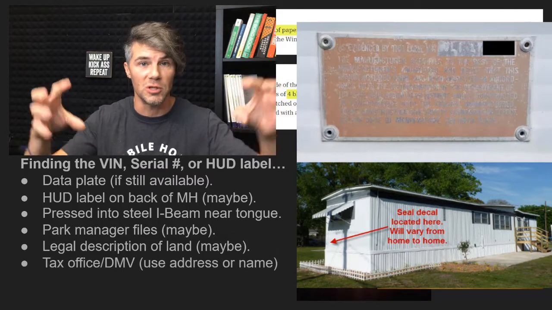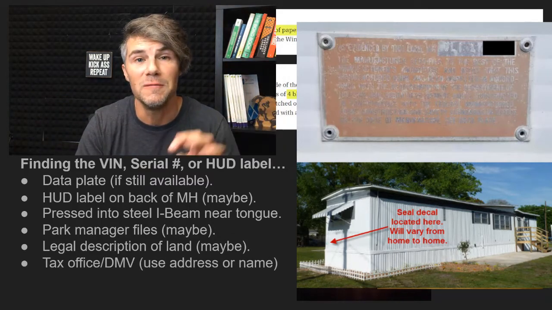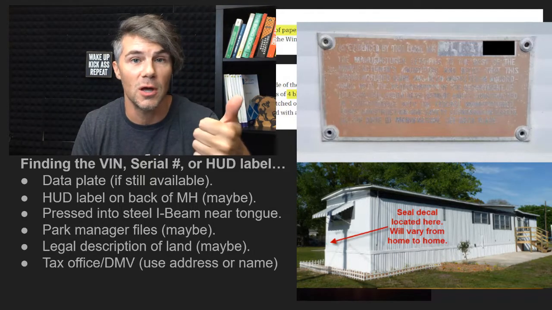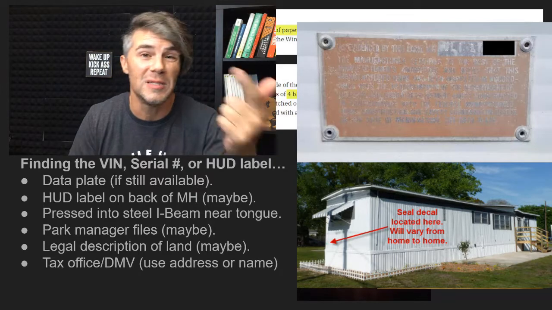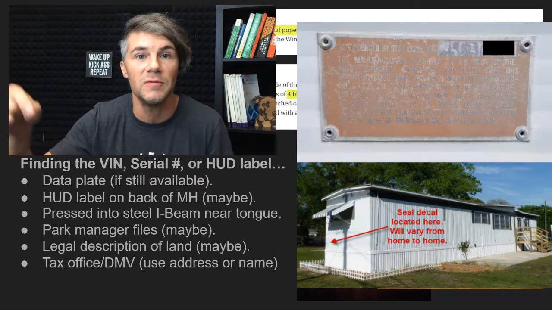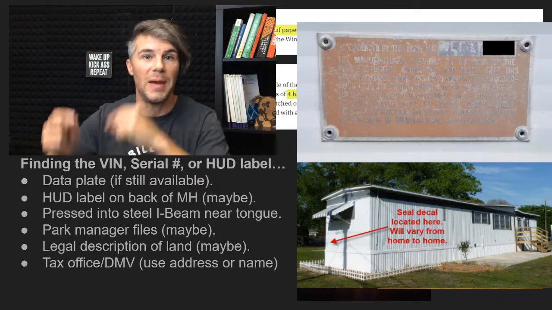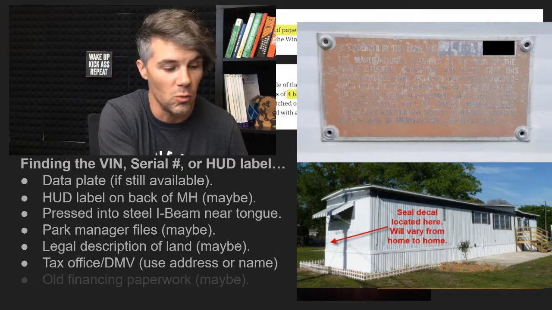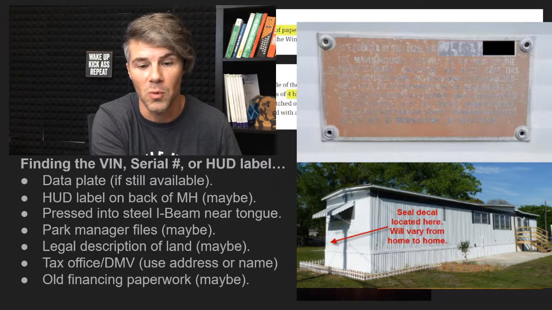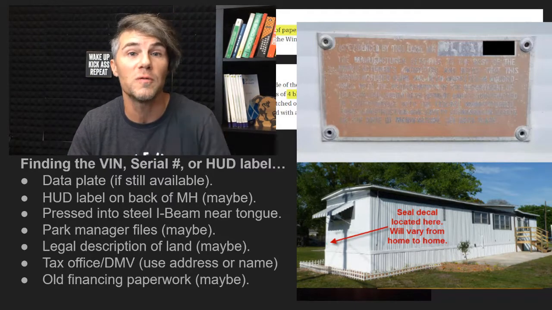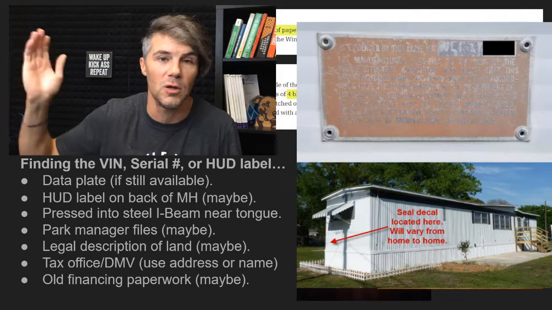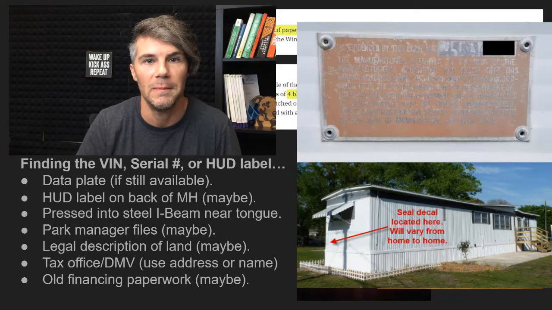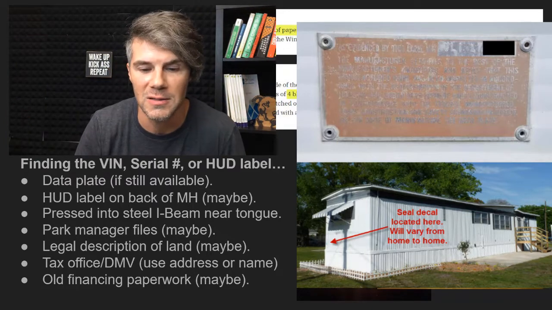The legal description, if this is attached to a piece of land, the VIN number may be on the legal description right at the end, or at the tax office in your local city or county, or at the DMV if you use the address of the home to then kind of backtrack to say, hey, here's my address, here's the name of the owner. What does it show? Can we get the VIN number? What information can we get? And then old financing paperwork. If you've had a bank loan on this home, if you're in this mobile home or you're buying it or trying to sell it, you can look back in old financing paperwork.